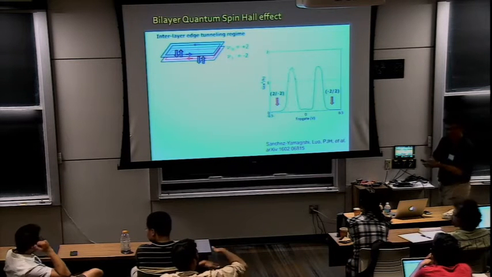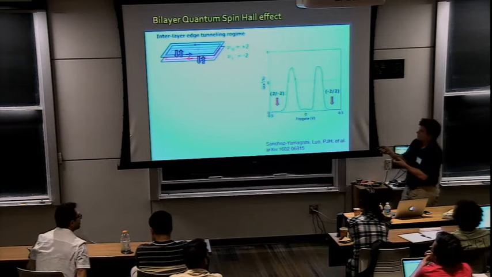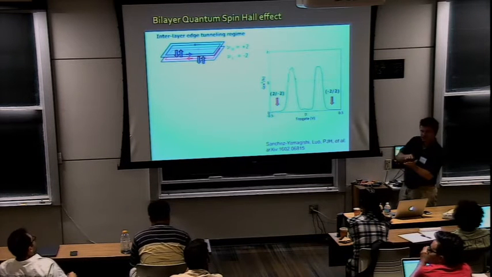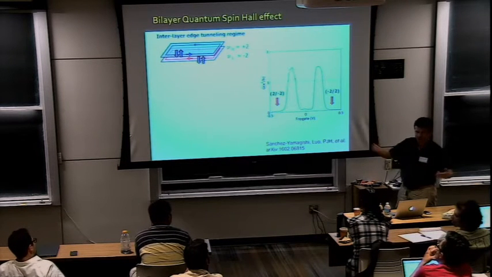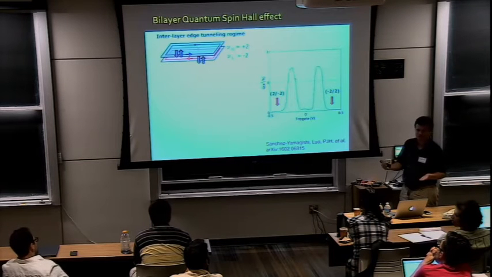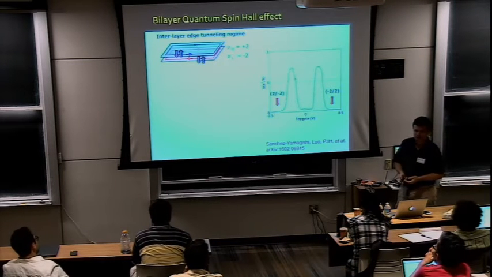Isn't this exactly why you twist it? But here we have, so in the bulk, they are decoupled, but at the edge, these two things are co-propagating, and they're just 3 angstroms apart. So they do have the possibility of tunneling there.